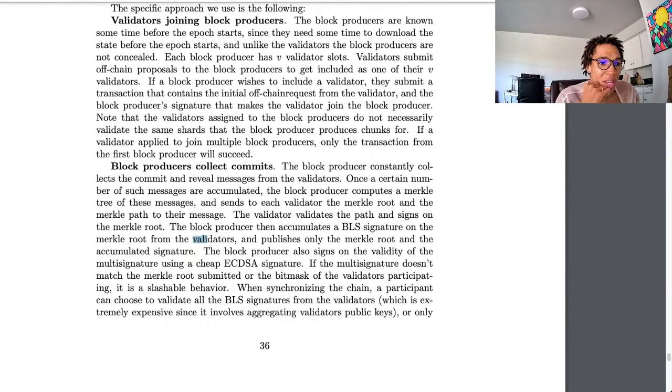The block producer then accumulates the BLS signature on the Merkle, blah blah blah. The block producer also signed on the validity of the multi-signature using a cheap ECDSA signature. If the multi-signature doesn't match the Merkle root submitted or the bit mask of the validators participating, it is a slashable behavior. So yeah, if you do something wrong, you get slashed.